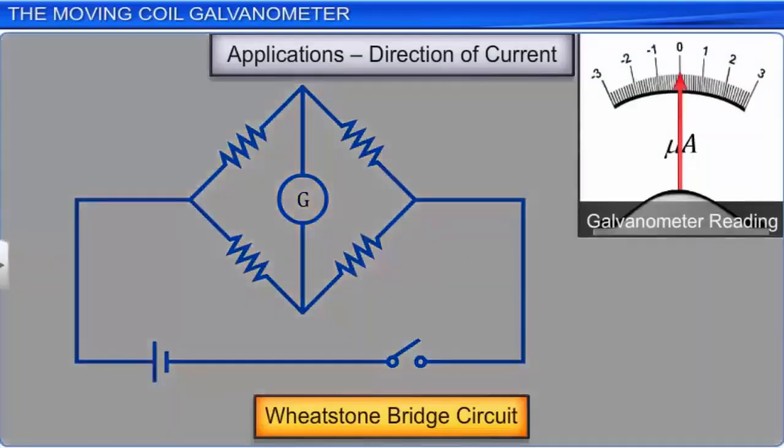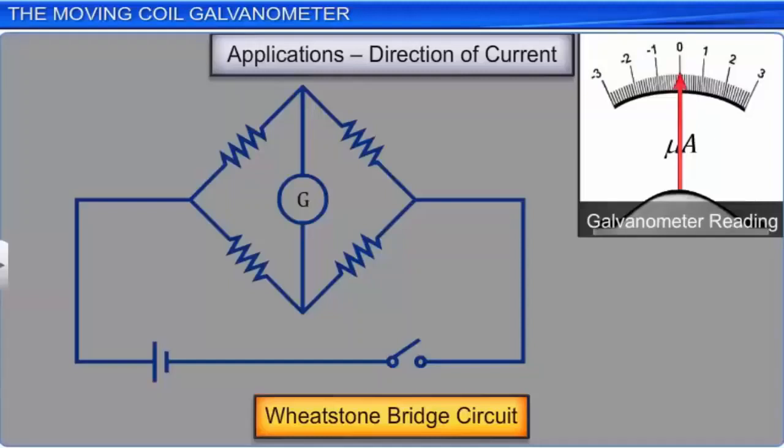In this arrangement, the type of the galvanometer used has 0 reading in the center of the scale. The readings on the right side of 0 are considered positive, and the readings on the left side of the 0 are considered negative. When there is no current passing through the galvanometer, it shows the reading 0.